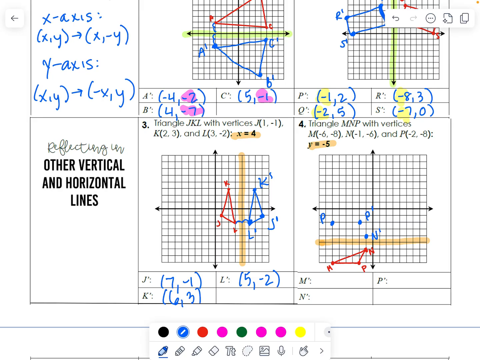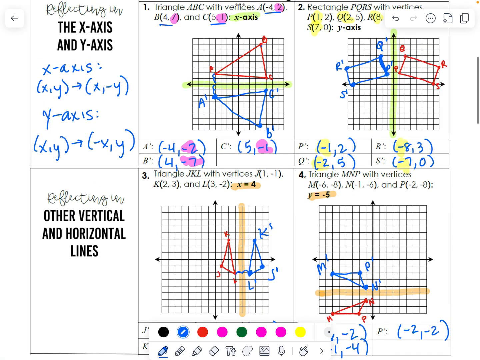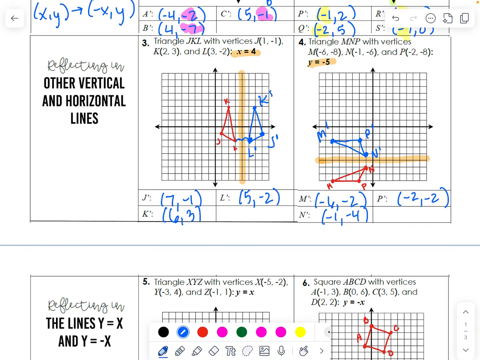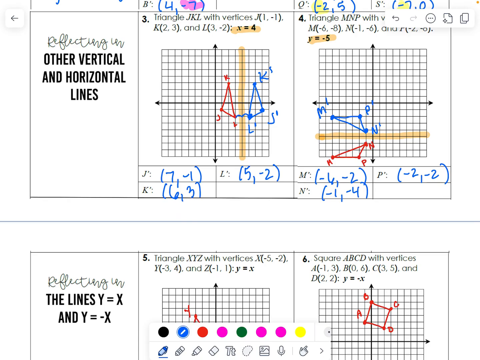And I'm not going to forget to label with my primes to identify that this is my new shape. Since they transformed, we're now going to write prime. So -6, -2 for M prime, -2, -2 for P prime, and -1, -4 for N prime. Okay? So it's very helpful to draw that line of reflection, highlight it so you have that reference, thinking about folding it and double checking, is your shape still congruent?